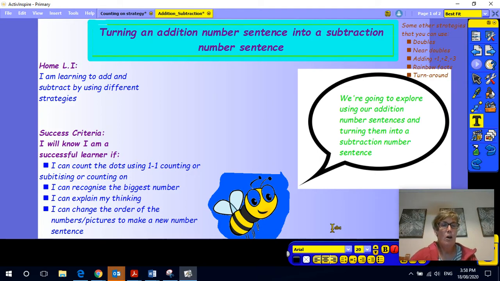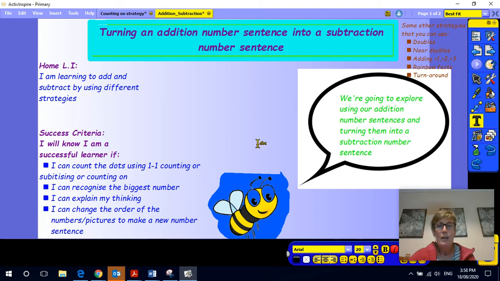So let's have a look at our home learning intention. I'm learning to add and subtract by using different strategies. That's the same learning intention that we've been looking at all week. And how will you know if you are a successful learner? You'll know if you can count the dots using one-to-one counting or subitising or the counting on strategy, if you can recognise the biggest number in a number sentence, if you can explain your thinking and how you worked something out, and if you can change the order of the numbers or the pictures in your number sentence to make a new number sentence.